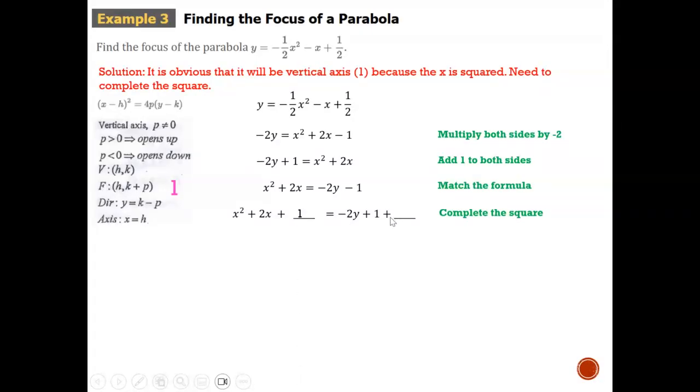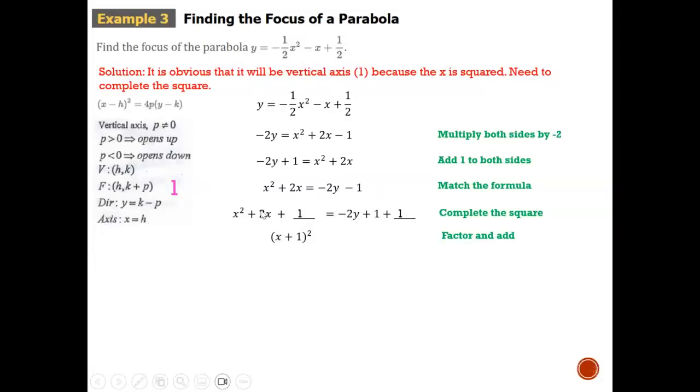What you put on the left side, you also put on the right side. Now you have to factor the left side and simplify the right side. So the left side factors to (x plus 1) squared. If you struggle with this, it's not too complicated. If you have x squared, just put 1x down, and then what's half of 2? It's 1, so you put it there and you square it. Every time it's going to work.